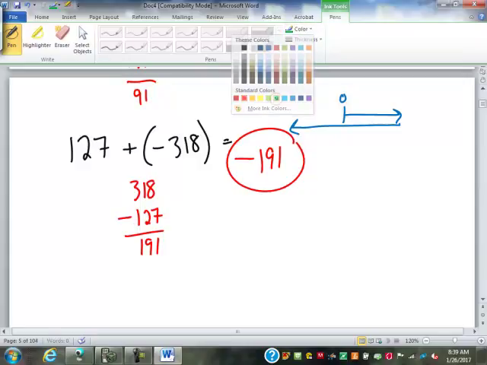What do you think? Not so horrible? Oh, we're going to do subtraction next.